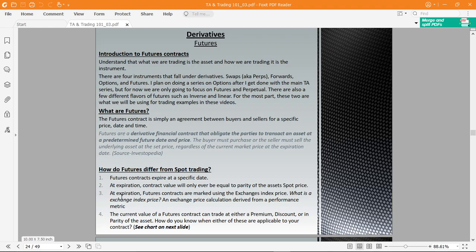So what are futures? A futures contract is simply an agreement between buyers and sellers for a specific price, date, and time. Now, our trusty Investopedia, which I will admit is good for definitions, gives a more comprehensive definition: futures are a derivative financial contract that obligates the parties to transact an asset at a predetermined future date and price. So basically, the buyer must purchase or the seller must sell the underlying asset at the set price, regardless of the current market price at the expiration date.